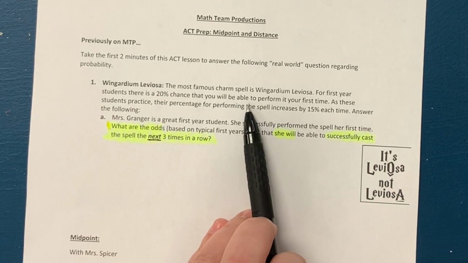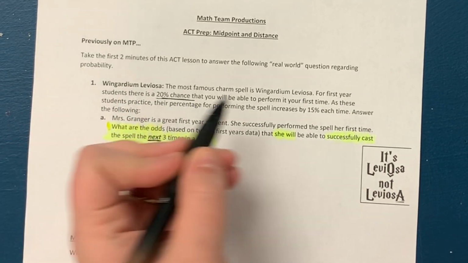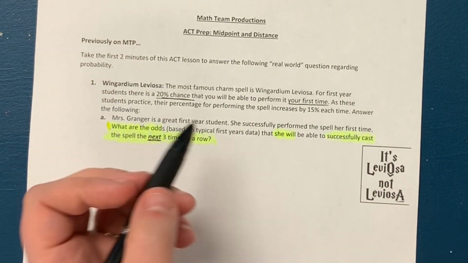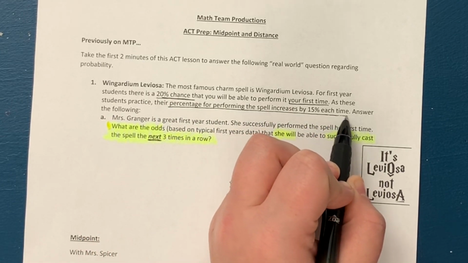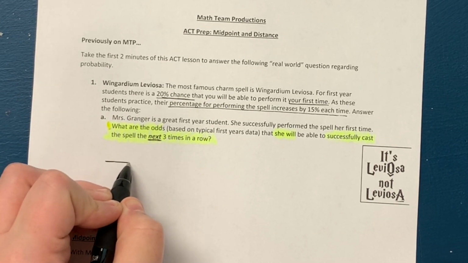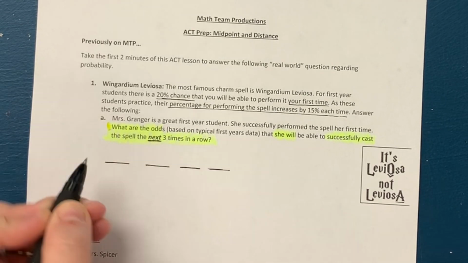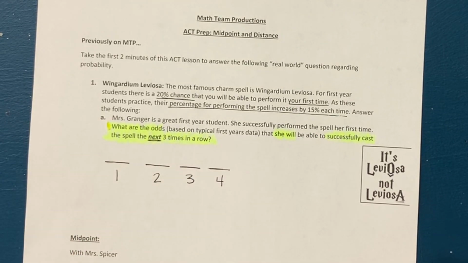So let's go back up here and see what information that they give us. So we know that there is a 20% chance that you will be able to perform the spell your first time. And then we know that the percentage of performing it correctly after that increases by 15% each time. So we're going to use all of that information to answer this question. So I'm going to go ahead and put 4 blanks here for the first, second, third, and fourth time that she attempts to complete the spell.